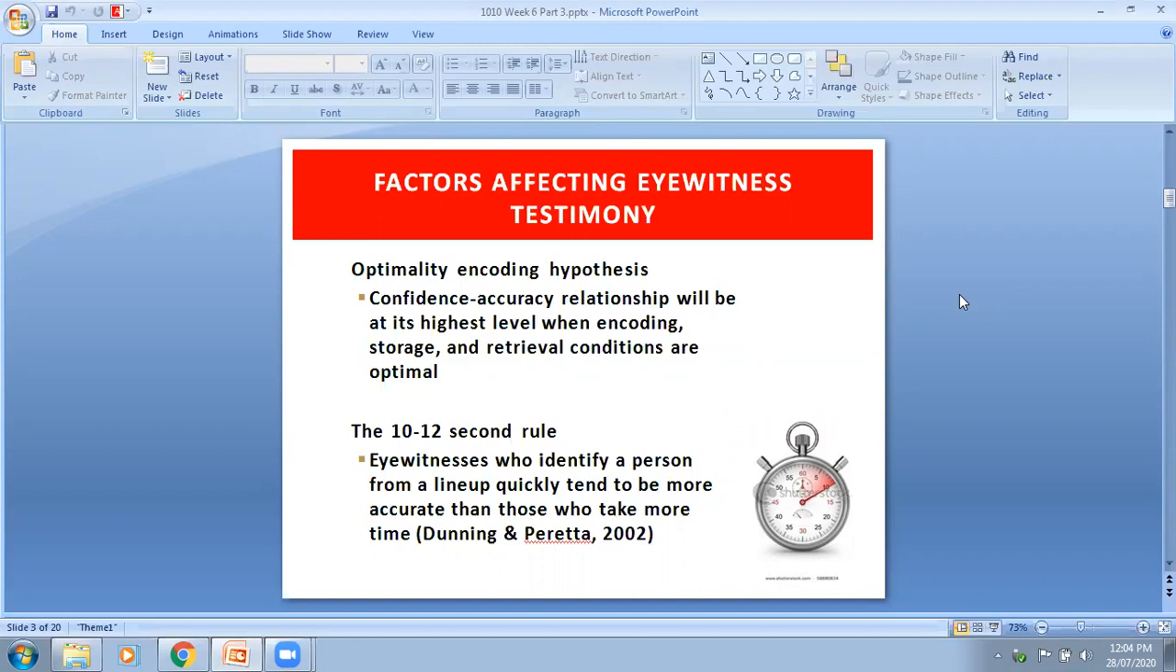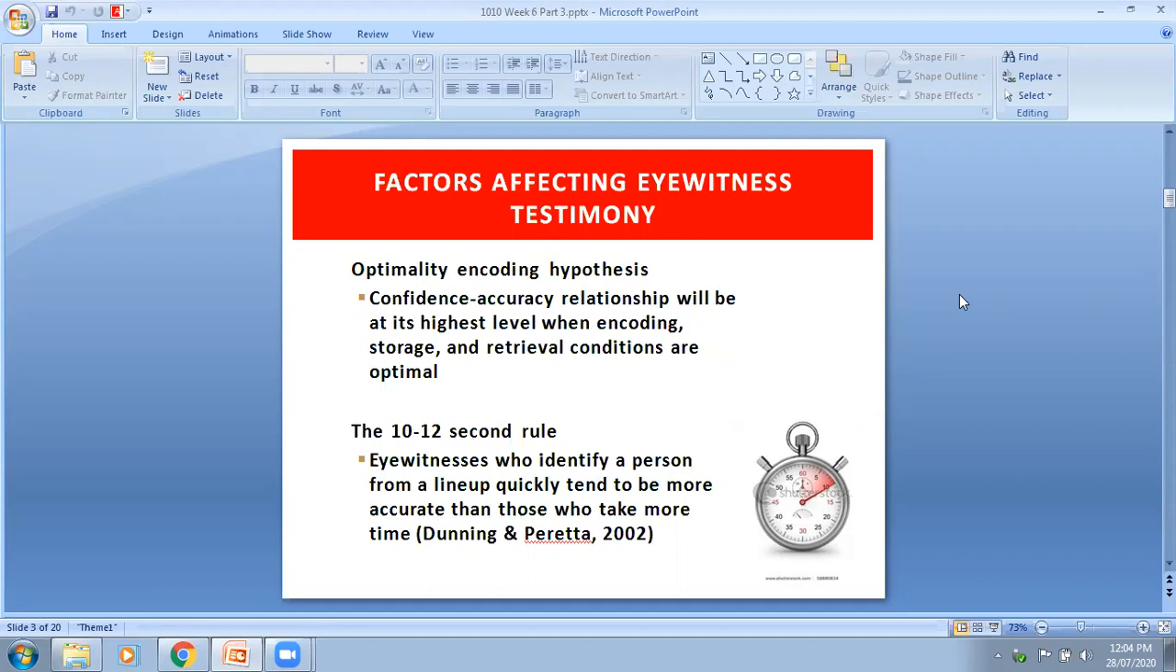The 10 to 12 second rule: people who identify someone quickly tend to be more accurate than those who really take their time. And this is something that you'll see when we watch the video about Jennifer Thompson, was how much time she took to actually pore over the photos to make sure she got an accurate identification. Now, it's important that you think of this as a guideline only. We don't want people being accused of being inaccurate because they took longer, as that is not necessarily the case.